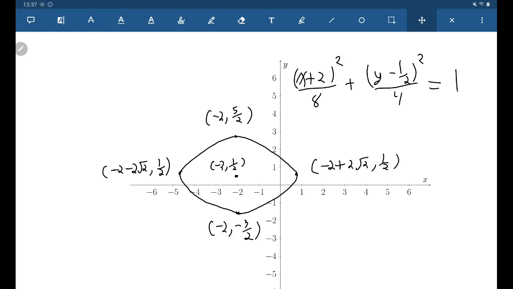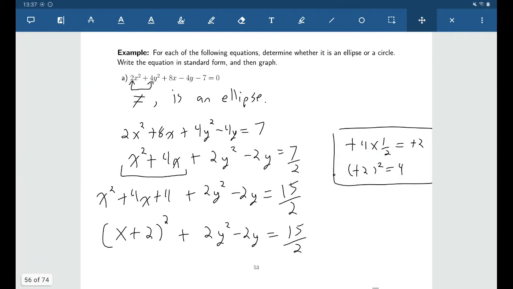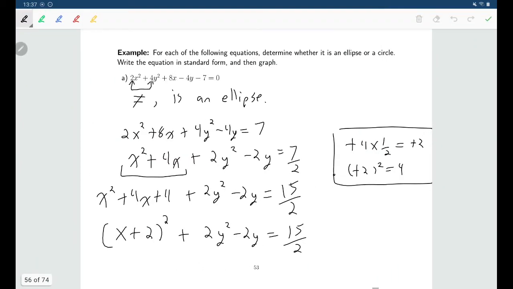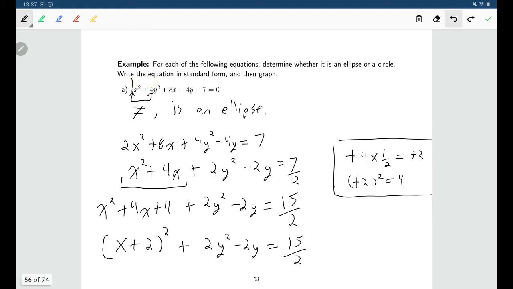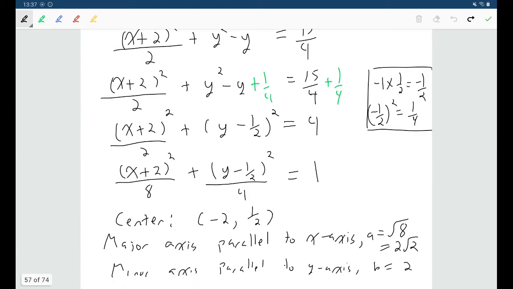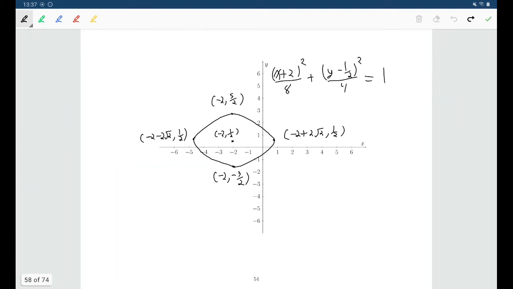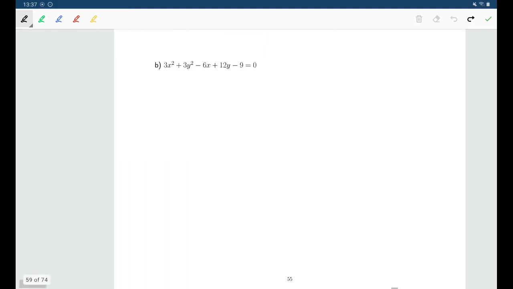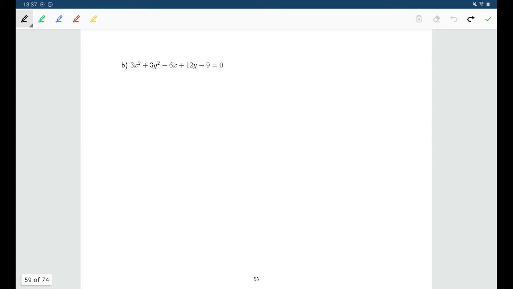So just to circle back so we can sort of see this again, we start with recognizing that since the coefficients for the x squared and the y squared terms are not equal, it must be an ellipse, not a circle. And then we just complete the square twice, once for the x's, once for the y's, and once it's in standard form as an ellipse, then we can identify the center, we can identify A and B, and then from that we can create the graph of our ellipse. All right, let's do one more.